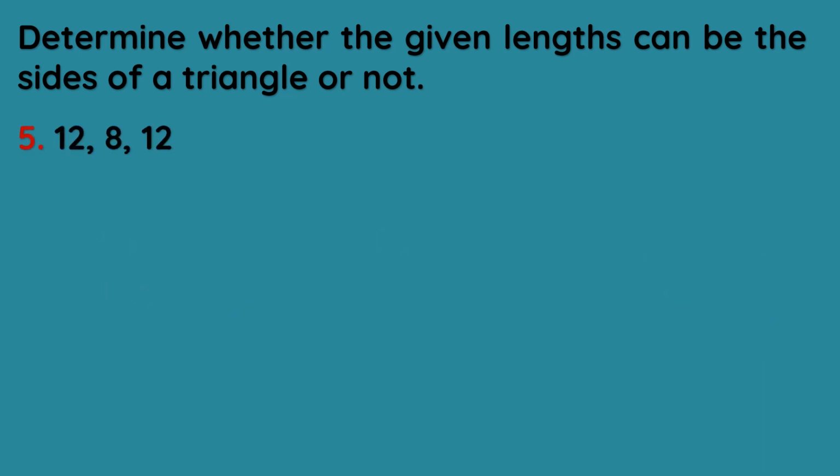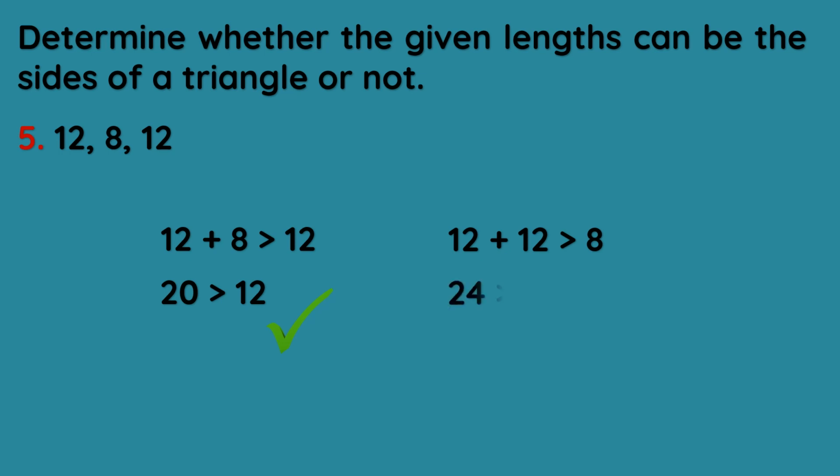The fifth set is 12, 8, 12. 12 plus 8 is 20. 20 is greater than 12. Therefore, that condition is satisfied. The second one is to add 12 and 12 and compare it to 8. 12 plus 12 is 24. 24 is greater than 8. And that is also correct.